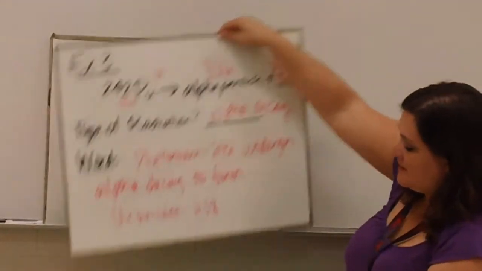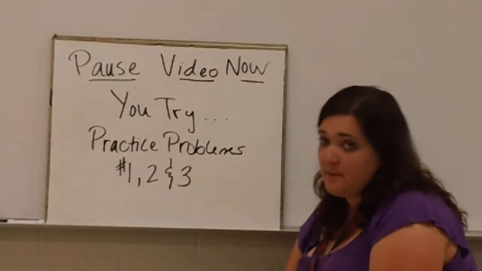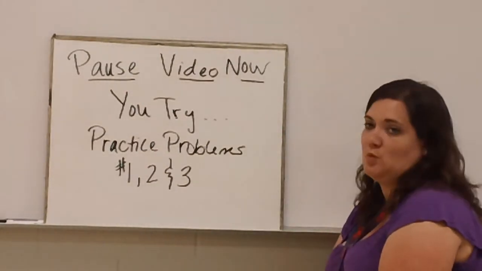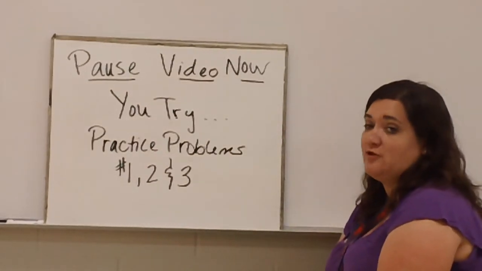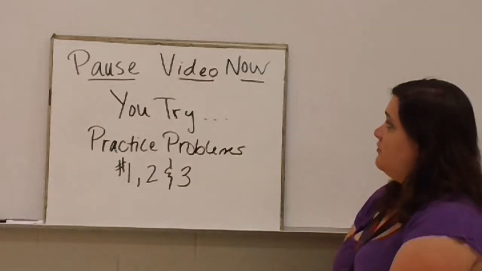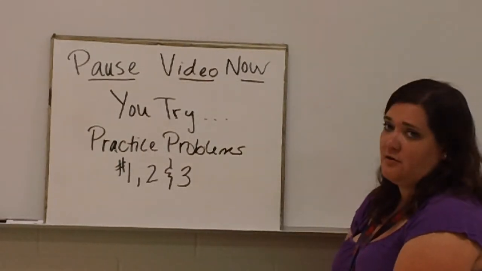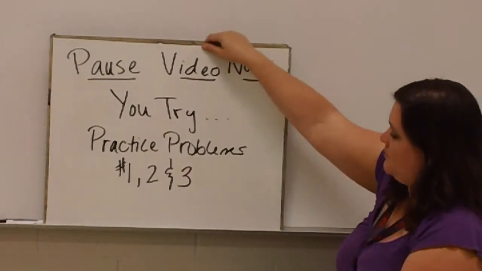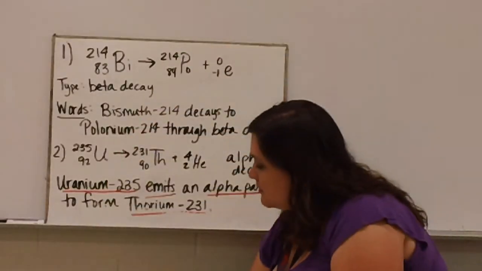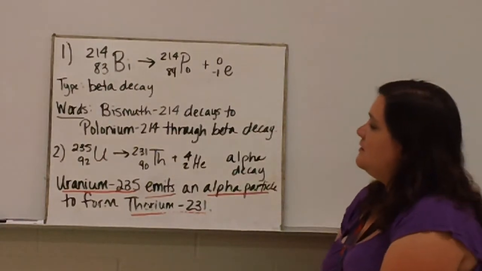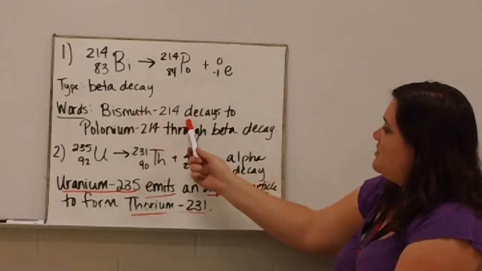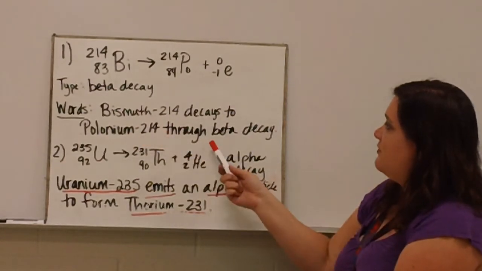Alright, so those are the 3 example problems. In between each of the example problems were practice problems. So I want you to pause the video now and try the practice problems 1, 2, and 3. When you've tried them, come back and restart the video and I'll show you the answers. Alright, so number 1, we end up with a beta decay. So we have bismuth 214 decays to polonium 214 through beta decay.